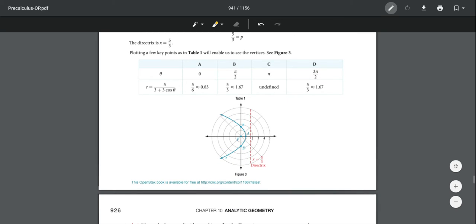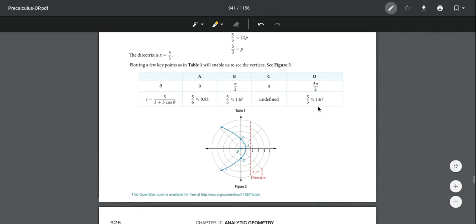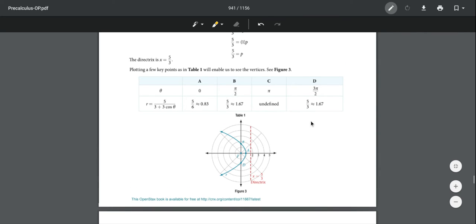Then we're going to figure out our quadrantal angles. So we're going to be plugging in for theta 0, pi over 2, pi, 3 pi over 2, because we want those quadrantal angles. The reason we want those specifically is that our vertex, or vertices if it's not a parabola, is going to be on one of those quadrantal angles. So this is going to give us the value of our vertex.